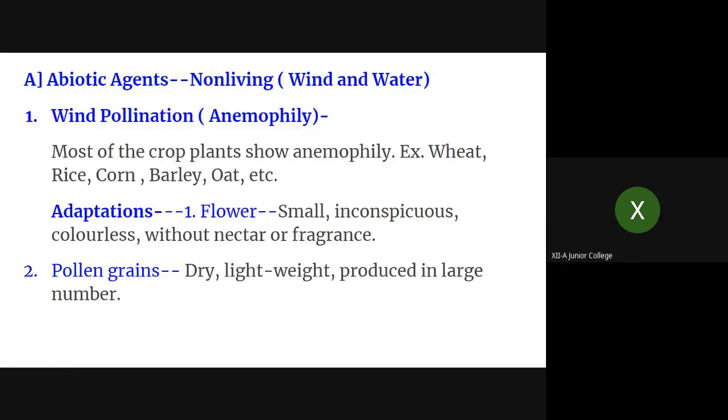So they should be very lightweight, and they should be dry also. So these pollen grains are very dry. They are very light in weight, and they are produced in large numbers. Why? You know why? Because wind doesn't know in which direction to go, from where to where, so there are chances of wastage of pollen grains in this type of anemophily, that means wind pollination. So pollen grains are produced in large numbers.